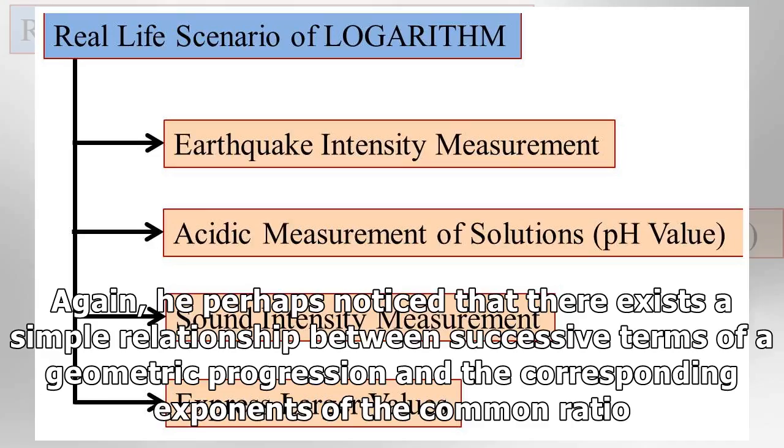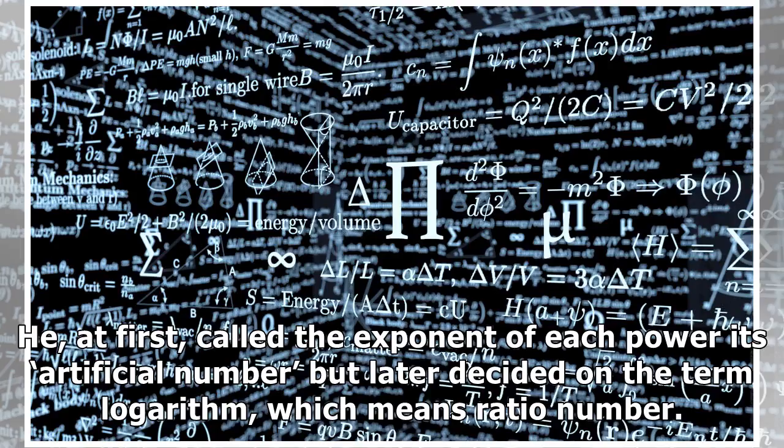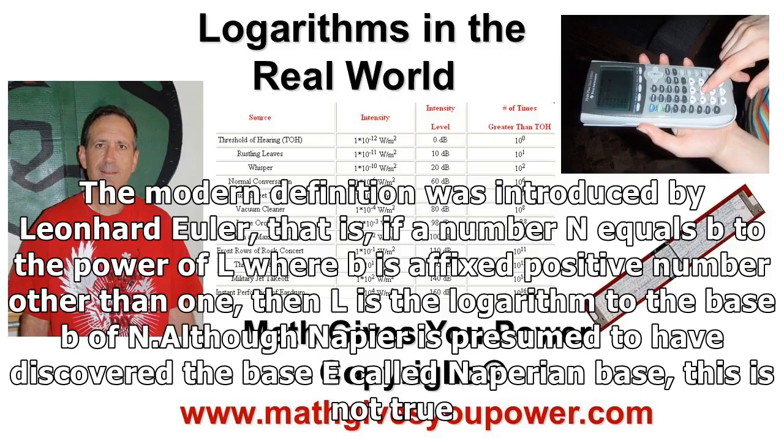Again, he perhaps noticed that there exists a simple relationship between successive terms of a geometric progression and the corresponding exponents of the common ratio. He, at first, called the exponent of each power its artificial number, but later decided on the term logarithm, which means ratio number. The modern definition was introduced by Leonhard Euler, that is, if a number n equals b to the power of L, where b is a fixed positive number other than 1, then L is the logarithm to the base b of n.